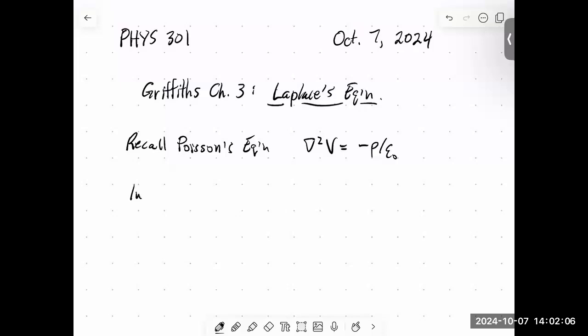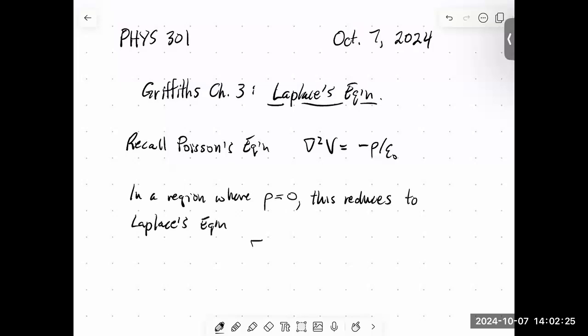So in a region where rho is equal to 0, this reduces to Laplace's equation, which is del squared V is equal to 0.